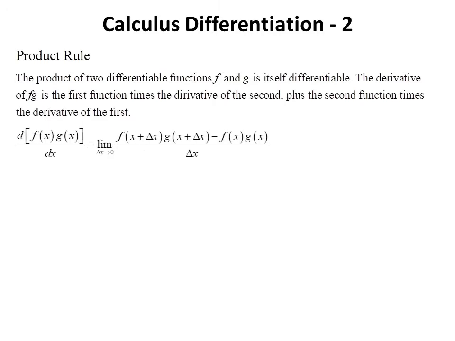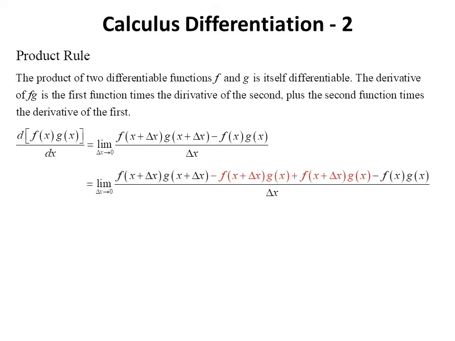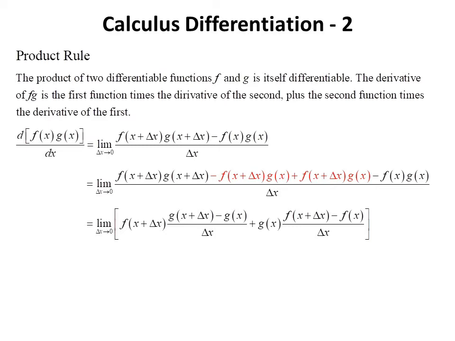The first principle is adopted here to prove this rule, which involves a step of subtracting and adding the same quantity, which is shown in red here. Therefore, the derivative of f times g equals the limit of f of x plus delta x times the fraction of g of x plus delta x minus g of x all over delta x, plus g of x times the fraction of f of x plus delta x minus f of x all over delta x, as delta x approaches 0.